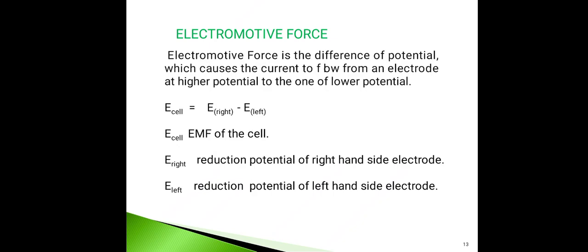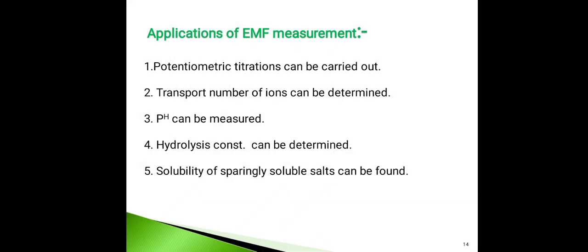So for example, a metal which undergoes oxidation very easily will have a higher oxidation potential, and the one which undergoes reduction very easily will have a high reduction potential. Okay, so this is related to oxidation potential and reduction potential. So let us look at some of the important applications of the EMF measurement.